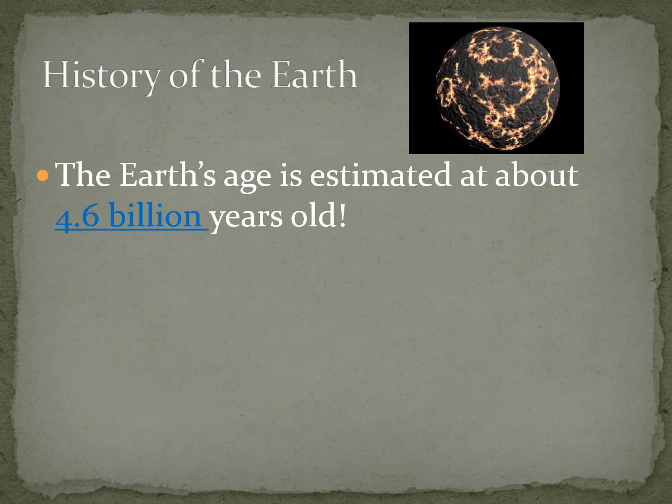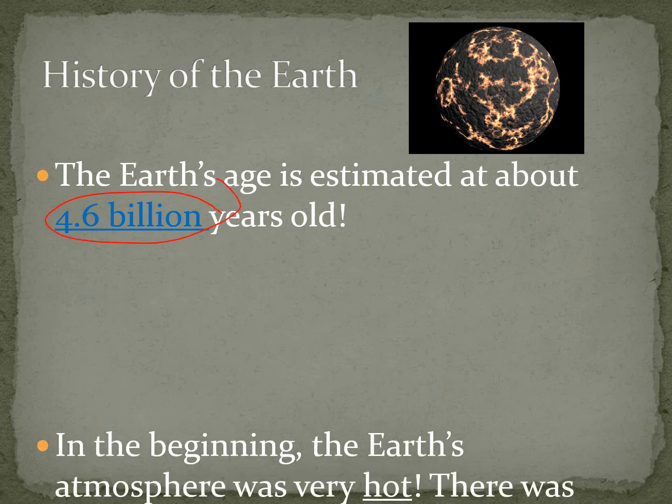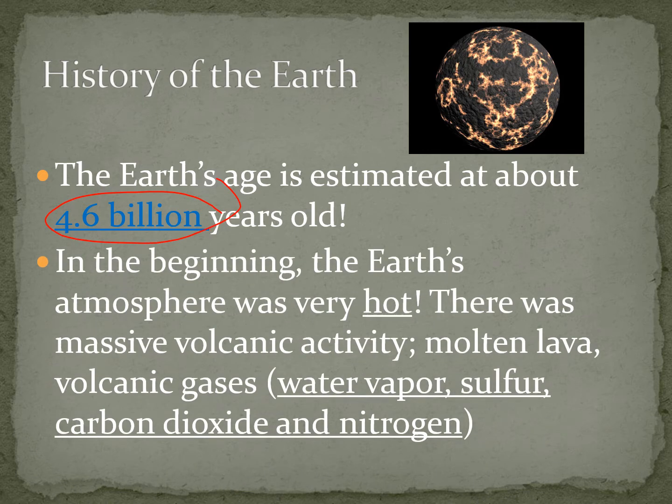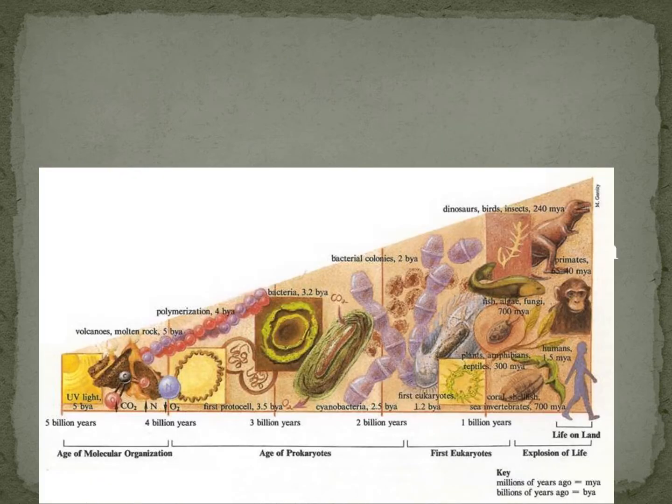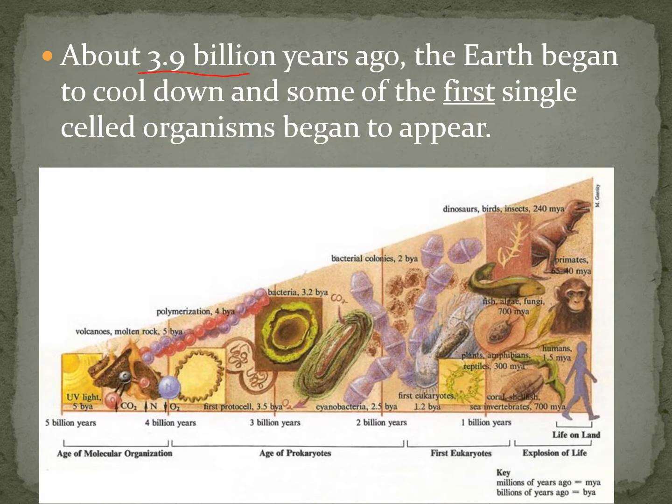So here's the history. They're trying to say the Earth is about 4.6 billion years old. In the beginning, the Earth's atmosphere was very hot. This is what the Earth is supposedly supposed to look like. It was so hot, it was just a big old volcano, molten lava, volcanic gas. A lot of these gases eventually dried out, and about 3.9 billion years ago, it cooled down. And all of a sudden, the first single-celled organisms began to appear.